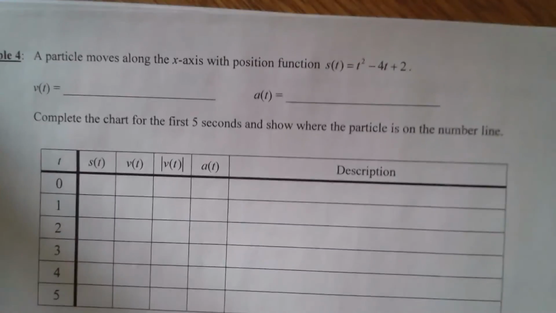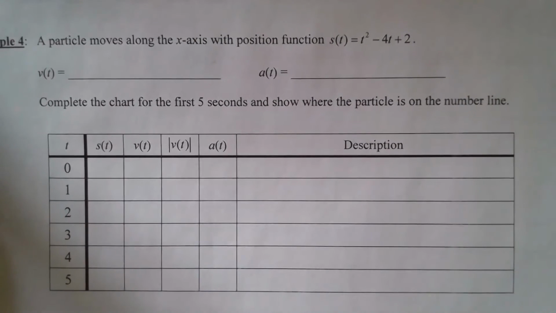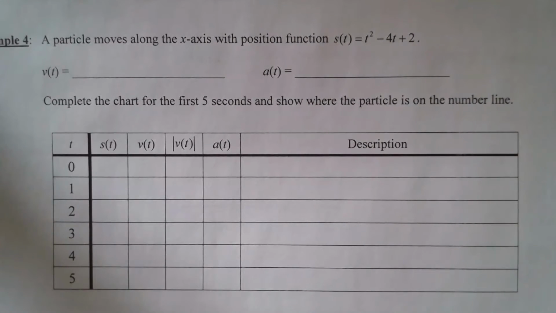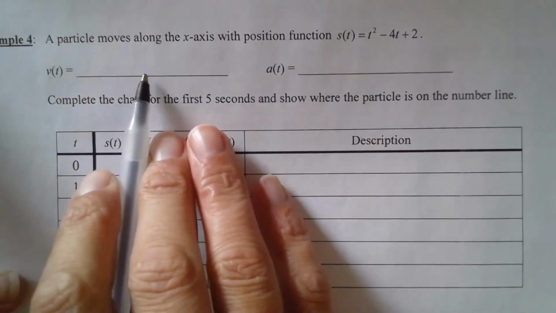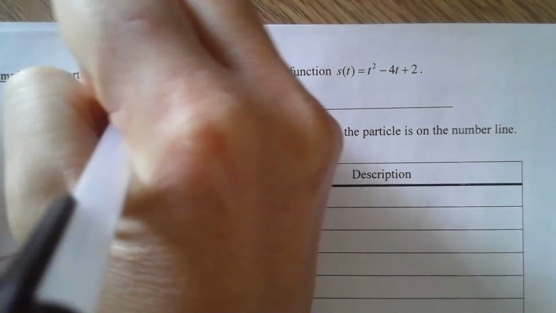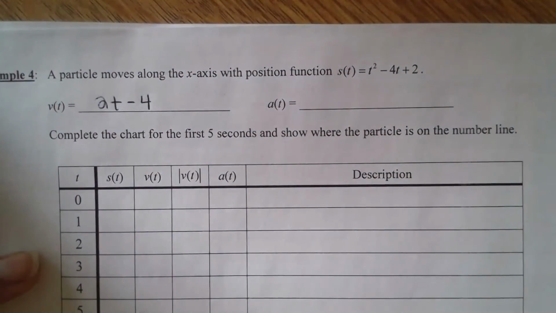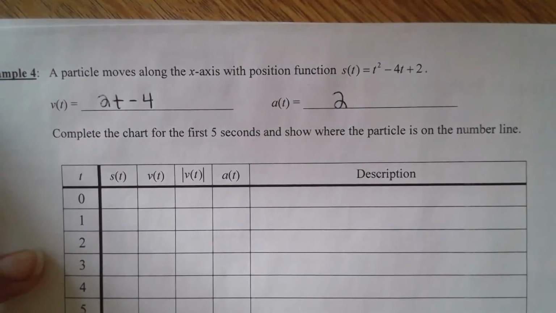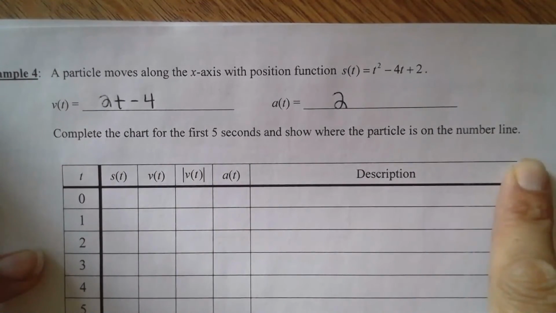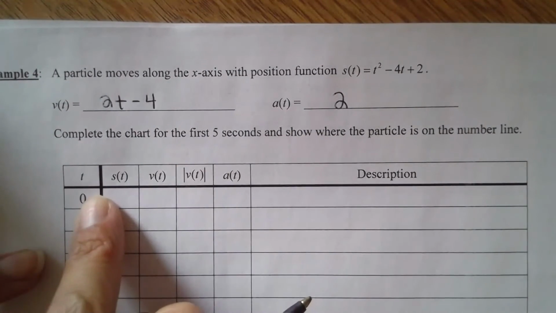So this is a lot like what I had you focusing on yesterday, being able to interpret position, velocity, acceleration, and understanding kind of its connection to what we're looking at now. So a particle moves along the x-axis with the given position. Find its velocity. So velocity is derivative. So that's just 2t minus 4. Find its acceleration, which is 2. And then complete the chart for the first 5 seconds and show where the particle is on the number line.